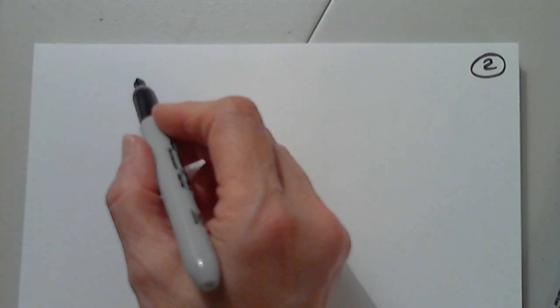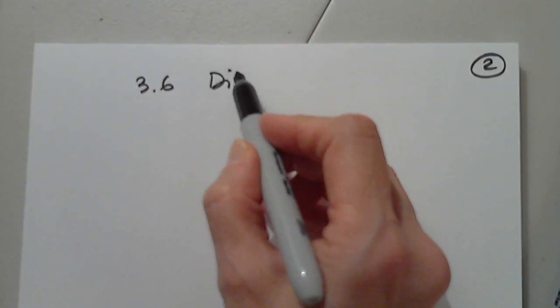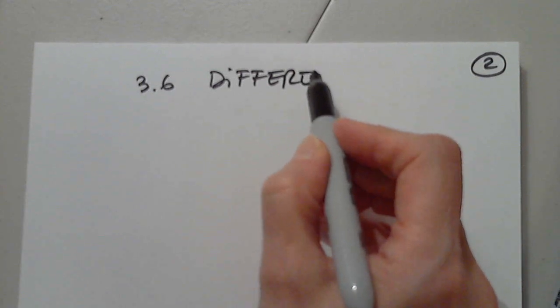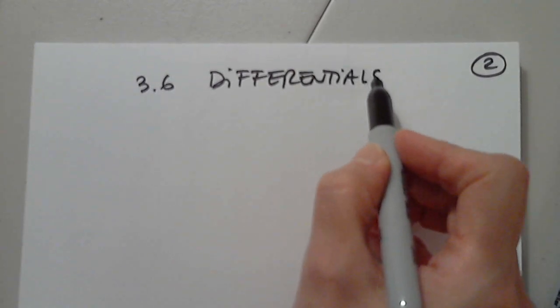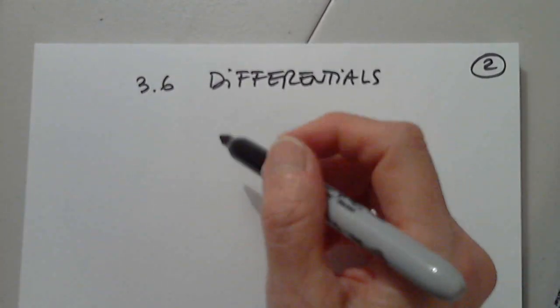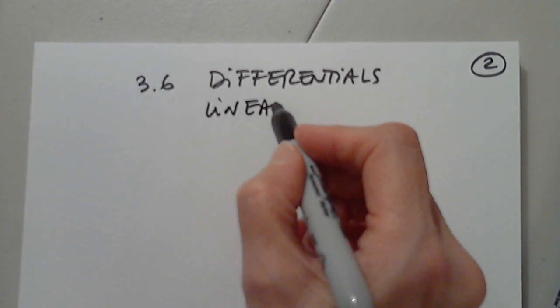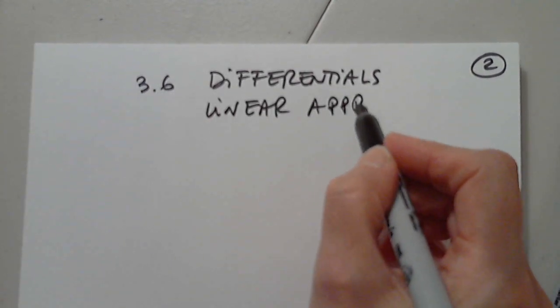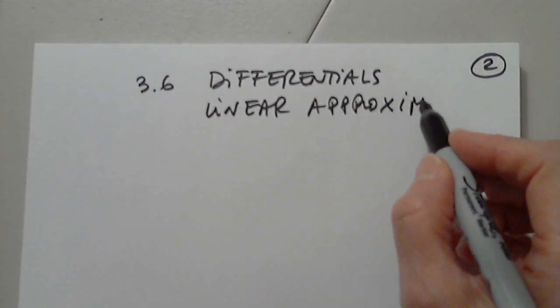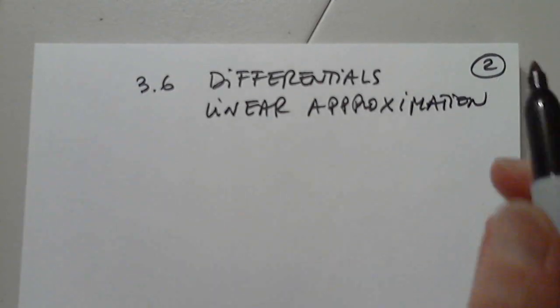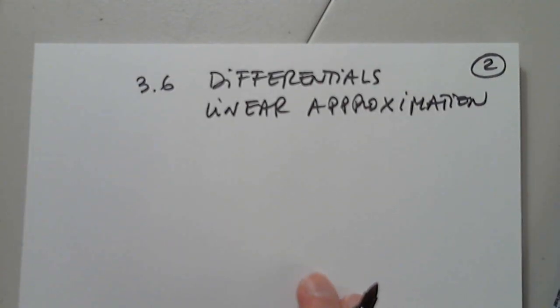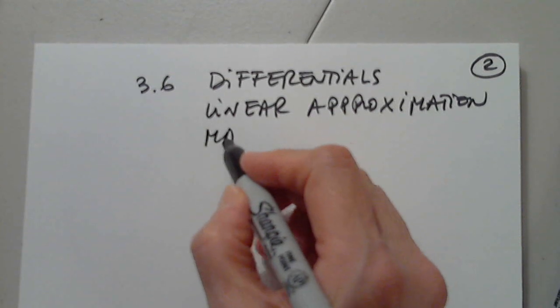Okay then, so we're moving on to section 3.6. 3.6 deals with something called differentials, and linear approximation. There is also something called marginals.